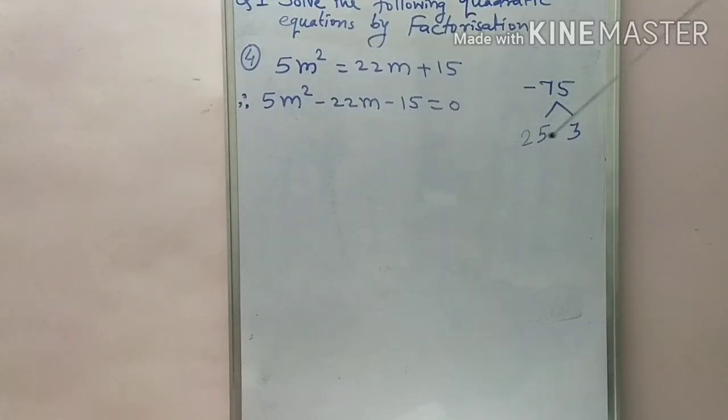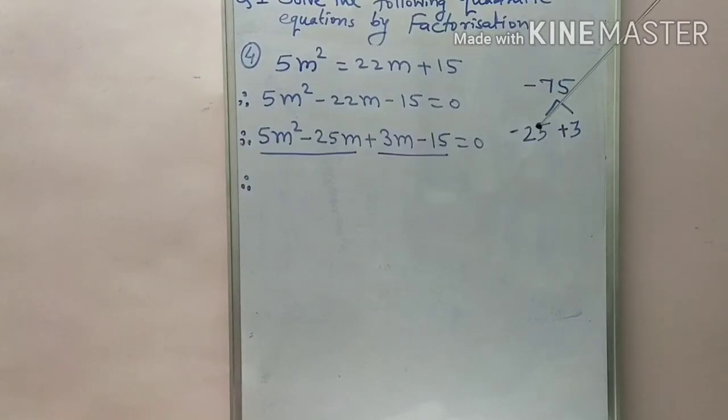Now we have to decide the sign of both factors. Subtraction means opposite signs are there, so which one is plus, which one is minus, is decided by the middle term sign. That middle term sign we always give to the greater factor. Okay, and the greater value is 25, so minus sign is given to 25, and the opposite, plus sign, to the remaining factor 3. And now we bifurcate this middle term as minus 25 plus 3. So we write down the equation as 5m square minus 25m plus 3m minus 15 equal to 0.